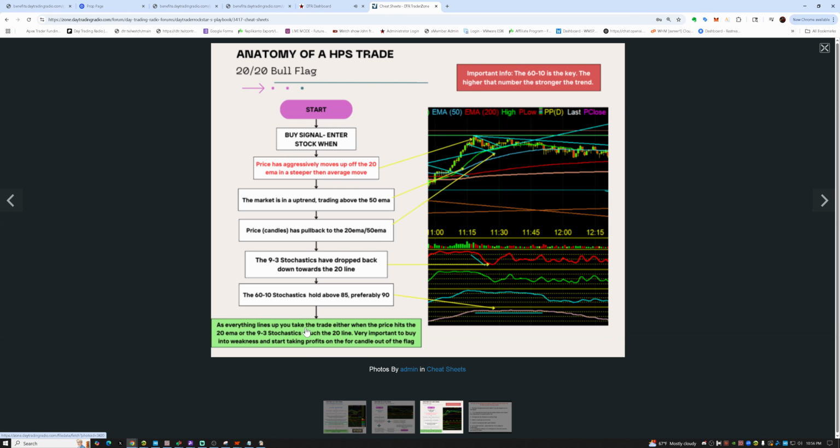As everything lines up, you take the trade when the price hits the 20 EMA, right here. You're buying into that weakness. Touches 20. Very important to buy into weakness and start taking profits on the candle coming out of the flag. So that's usually about a 2 or 3 candle trade to the upside.